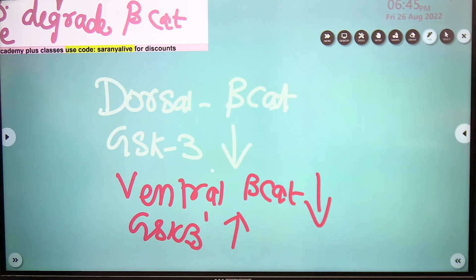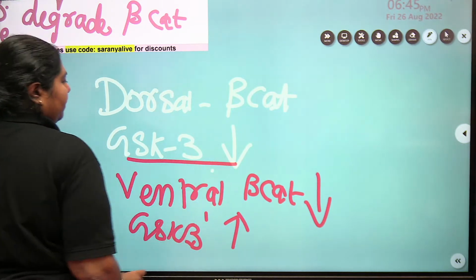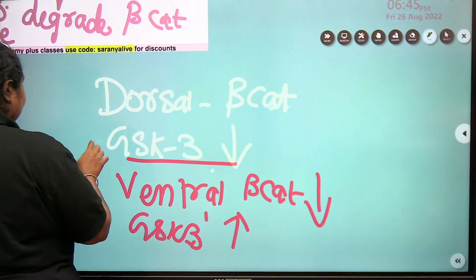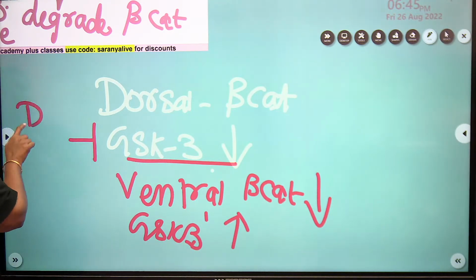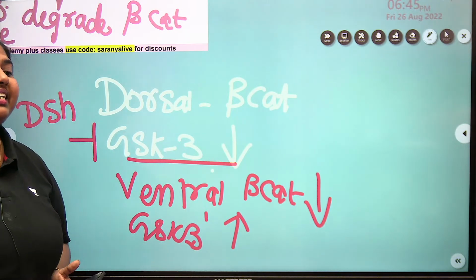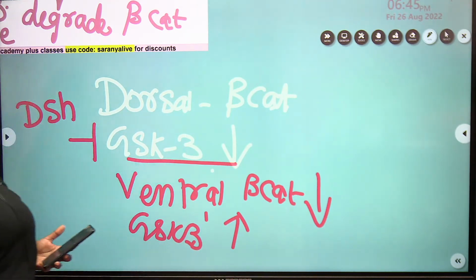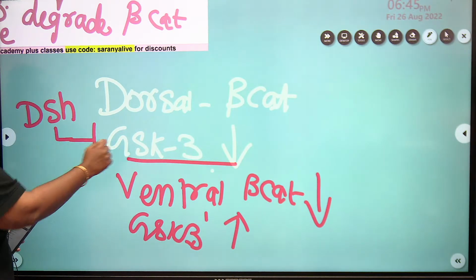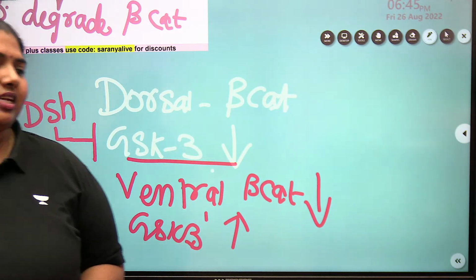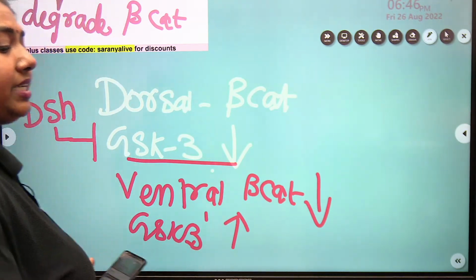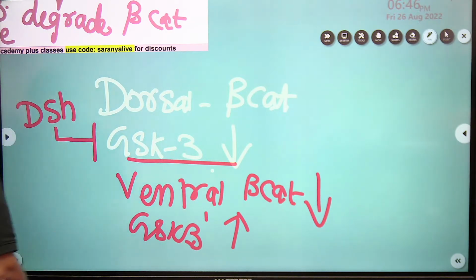Indirectly it tells you something, right? In the dorsal side, GSK3 is low. Why is it low? Because it has an inhibitor. This is called Dishevelled protein, DSH. This Dishevelled protein is going to inhibit your GSK3. What is this Dishevelled protein going to do? It is inhibiting your GSK3. Understood? Is this clear to everybody in this class?